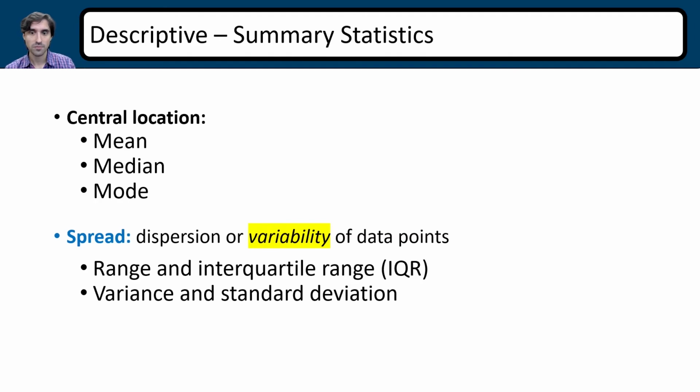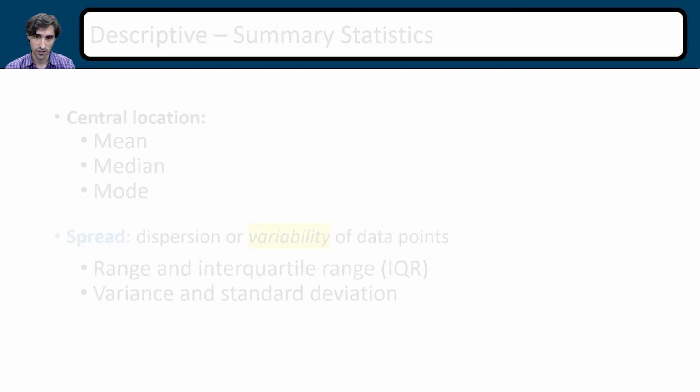Moving forward, spread is the variability of the data points. This can be looked at within our context in two different ways. We have the range and interquartile range, and then we have the variance and standard deviation.